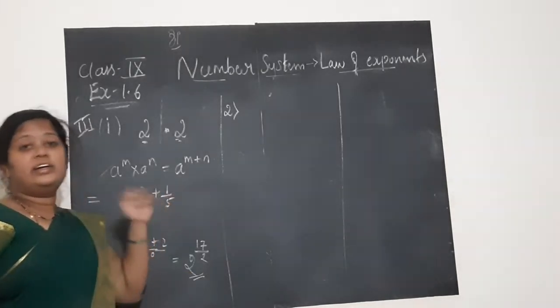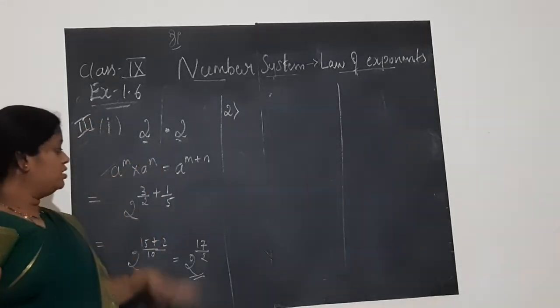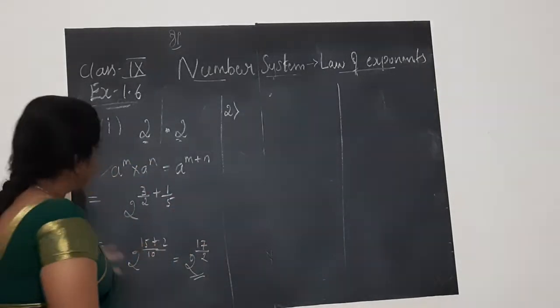The powers are 2 by 3 and 1 by 5. By mistake I wrote 3 by 2 and solved. Not a problem. Let us do one more problem of that type.